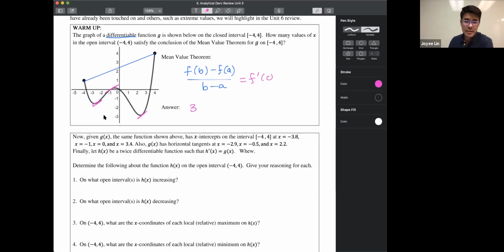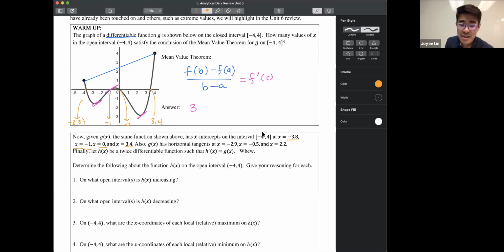Now we have this part. Now given g of x, the same function as above, x has intercepts at -3.8, -1, 0, and 3.4. Let me label that for you. That's -3.8, -1, 0, and 3.4.